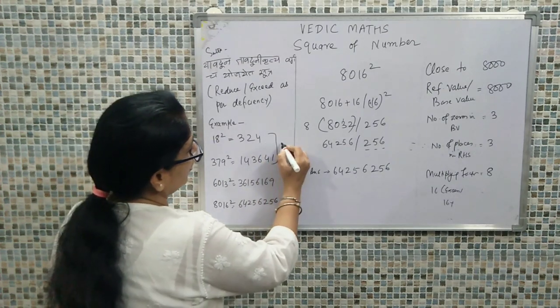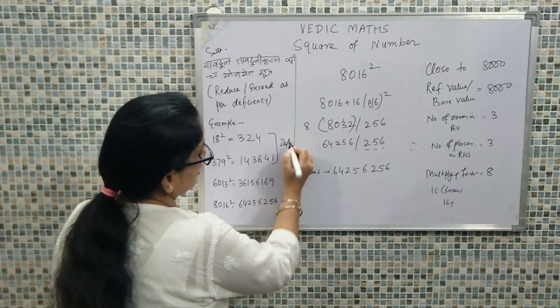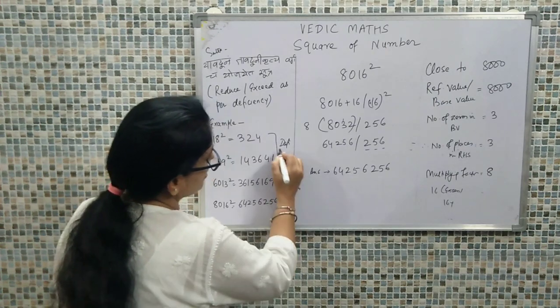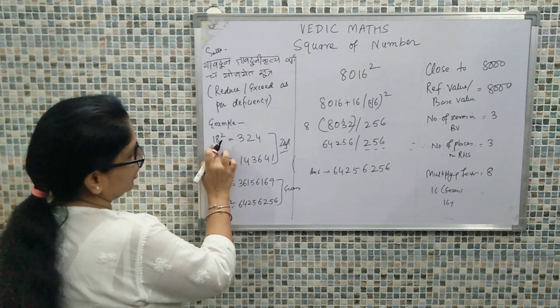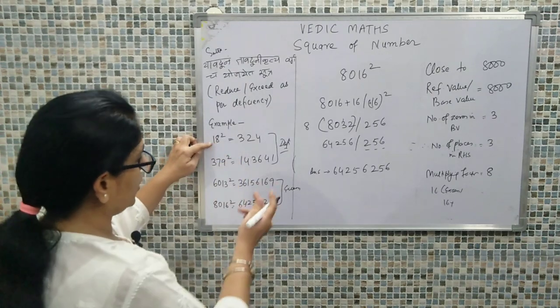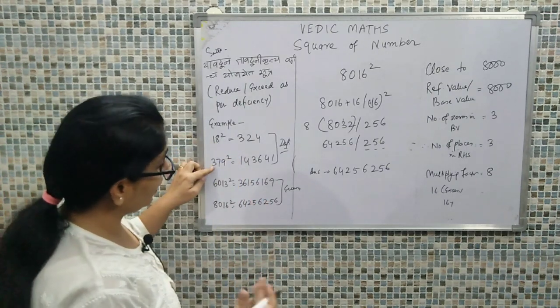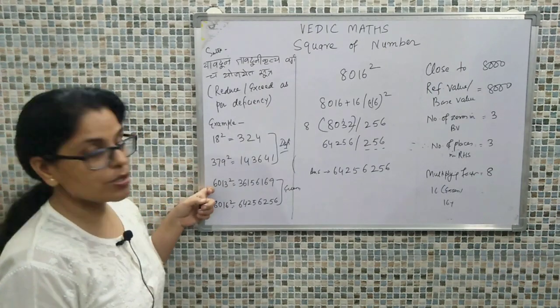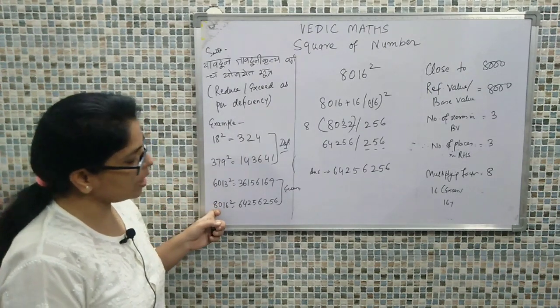Hence, summing up the discussion, as we have looked into these 4 examples, the first 2 examples I have taken were deficient examples, and these 2 examples were excess examples. What do you mean by excess and deficient? Here when we take the reference of 20, it was 2 less. This number was 21 less. Here we had the reference value of 6000 and it was 13 more, and this particular example was 16 more.